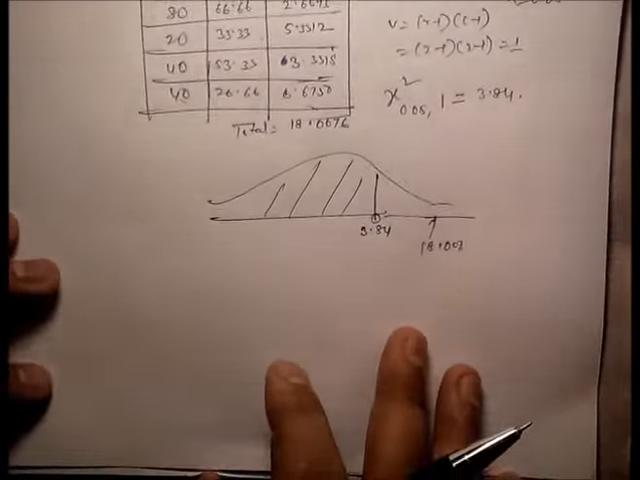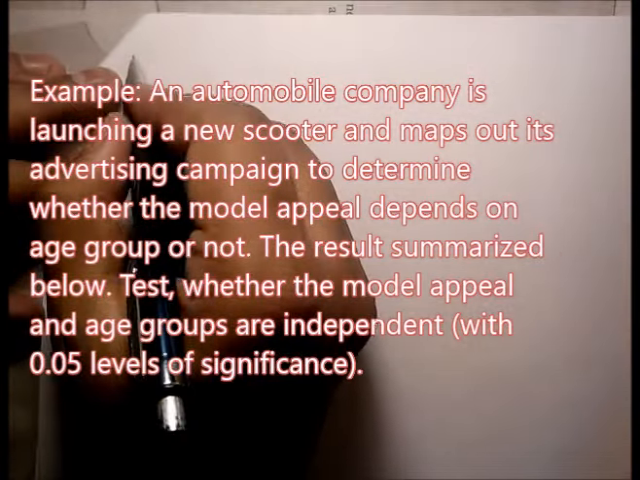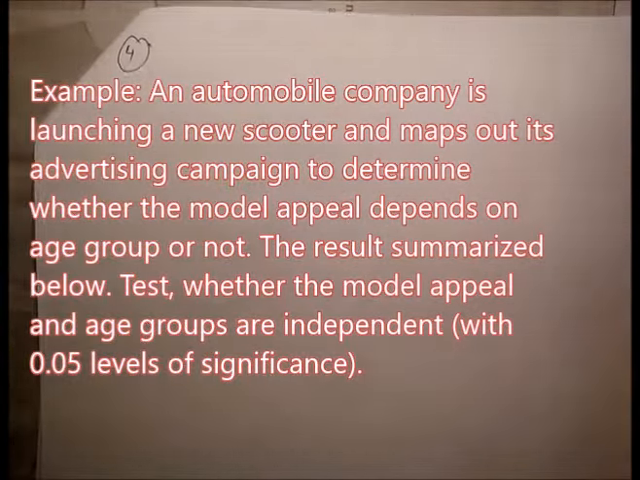Next example. An automobile company is launching a new scooter and maps out its advertising campaign to determine whether the model appeal depends on age group or not. The results are summarized below. Test whether the model appeal and age groups are independent or not at the 0.05 level of significance.